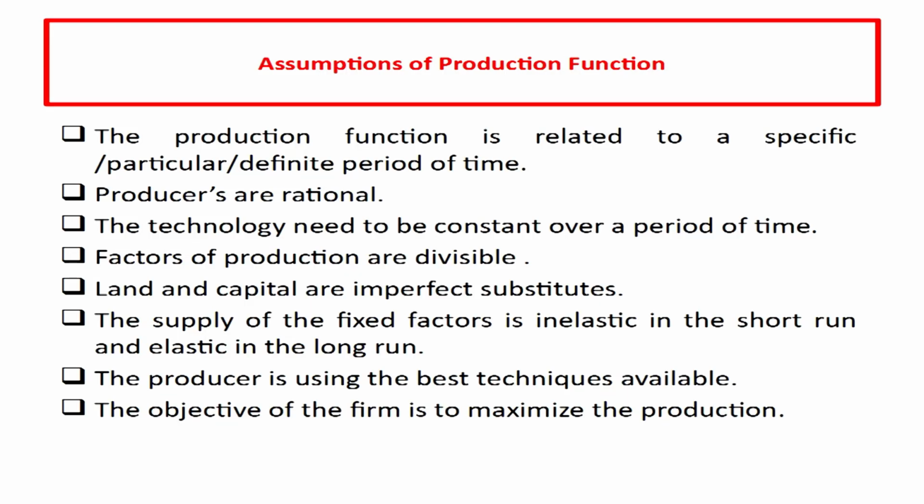Assumptions of production function. Production function is always related to a specific period of time. Producers are rational in nature, wanting a maximum output at a least cost. Technology needs to be constant over a period of time.